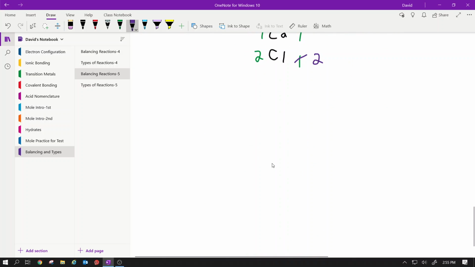Now we will go back and look at 1. 1 is actually a little more complicated. I don't know why they did this. So 1 is I've got some aluminum nitrate.